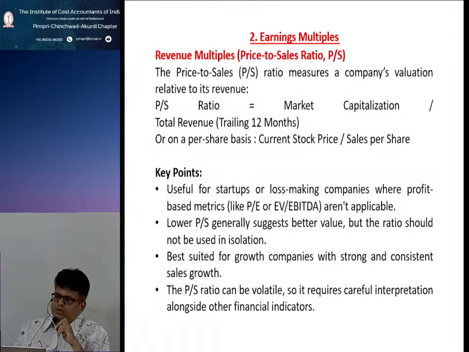Then let's look into another earnings multiple, which is called revenue multiples. So price to sales ratio or PS ratio. The price to sales ratio measures a company's valuation relative to its revenue. The PS ratio is calculated as market capitalization divided by total revenue, trailing 12 months, or on a per share basis, wherein current stock price is divided by sales per share.